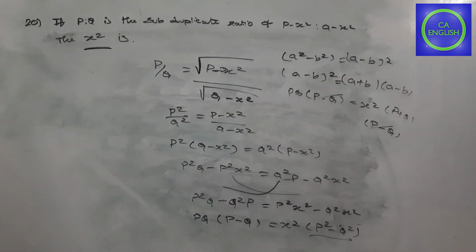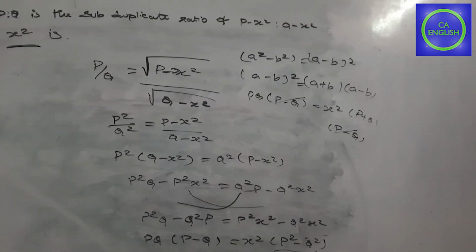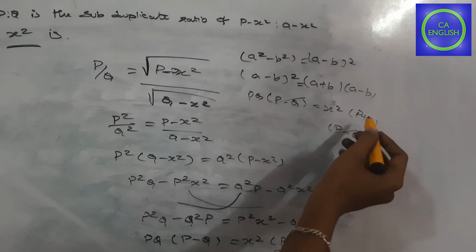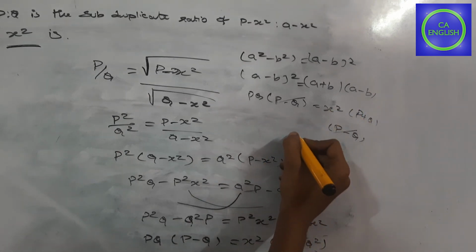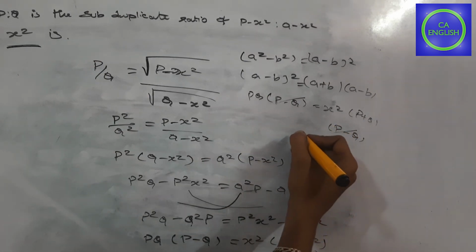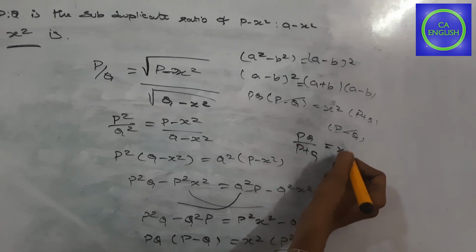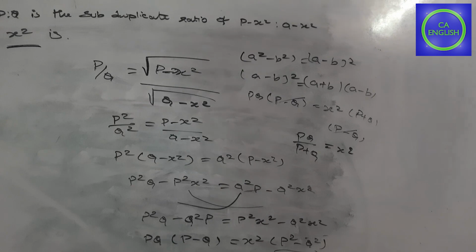Then we want to do some steps. I will just adjust the camera so it is visible. Now we are going to find x square easily. The answer we need is x square. Just bring this p plus q to the opposite side. Here this is in multiplication. When it comes to the opposite side, it will become division. Pq divided by p plus q equal to x square. This is the answer, and the option is C.